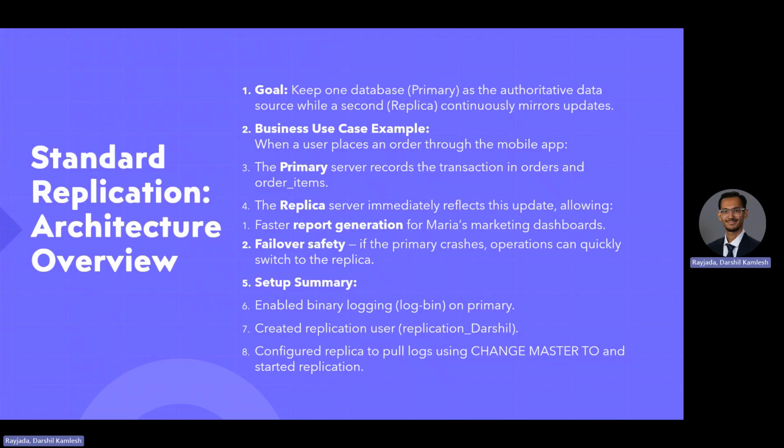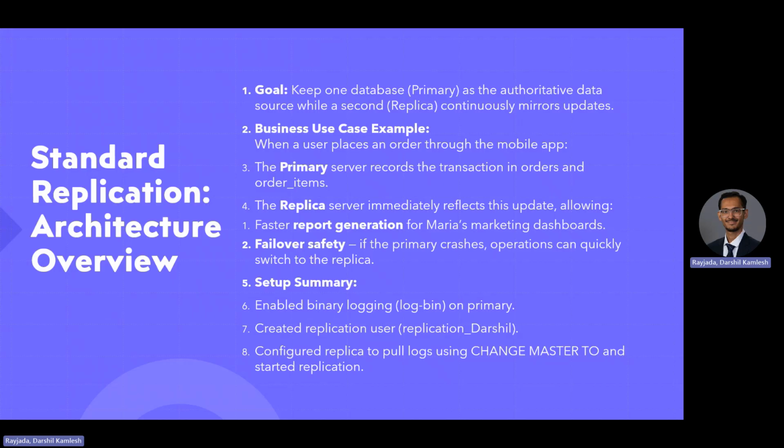The replica server immediately reflects the updates, which allows report generation and failover safety. It will enable binary logging on the primary, and it will create the replication user as well. In my case, I have created replication_darshil, which I'll show you on the actual AWS EC2 instance in just a moment.